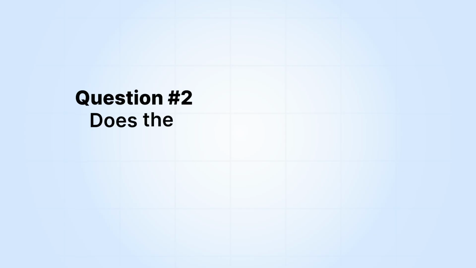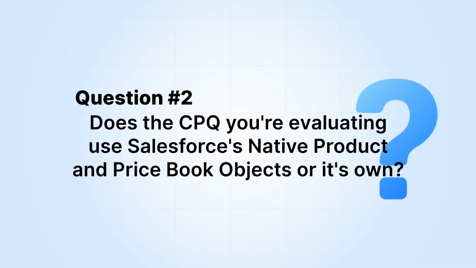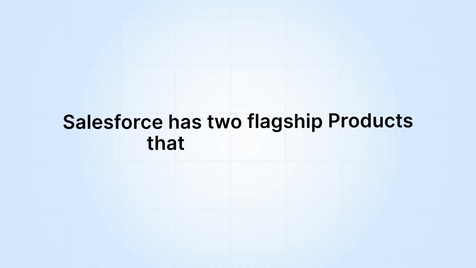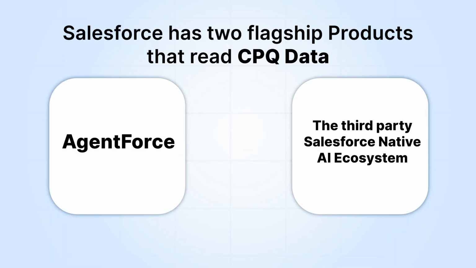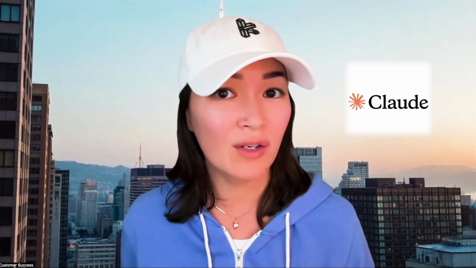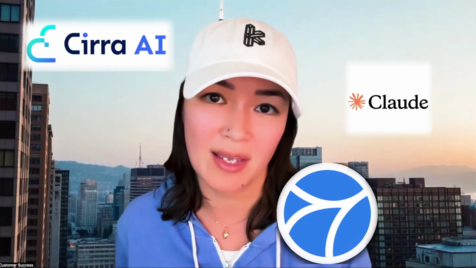Question 2. Does the CPQ you're evaluating use Salesforce's native product and pricebook objects or its own? This sounds technical, but it matters in 2026 more than it ever has. Here's why. Salesforce has 2 flagship products that read CPQ data, Agentforce and the third-party Salesforce native AI ecosystem like Claude, Cirra AI, and Mikos AI.